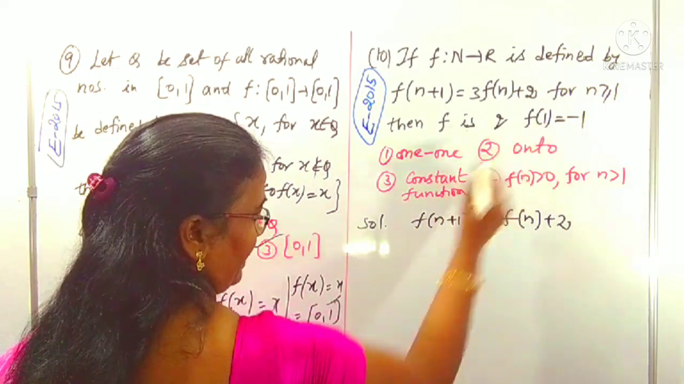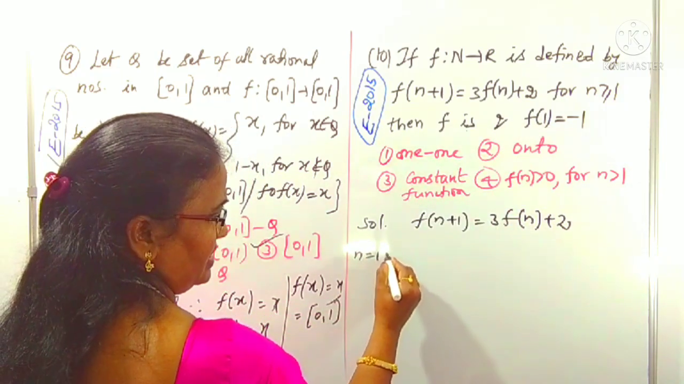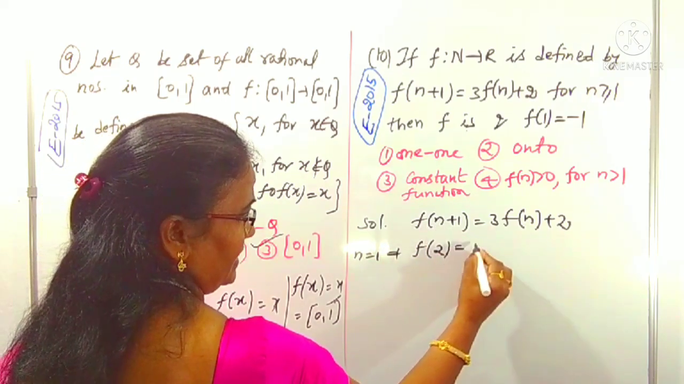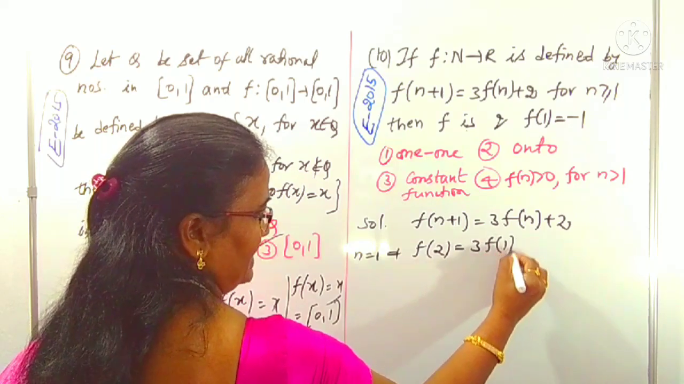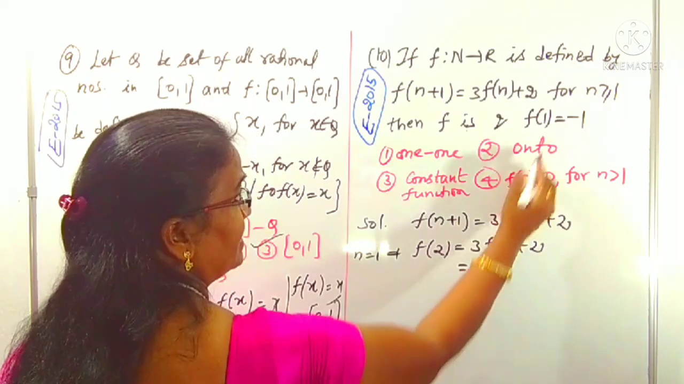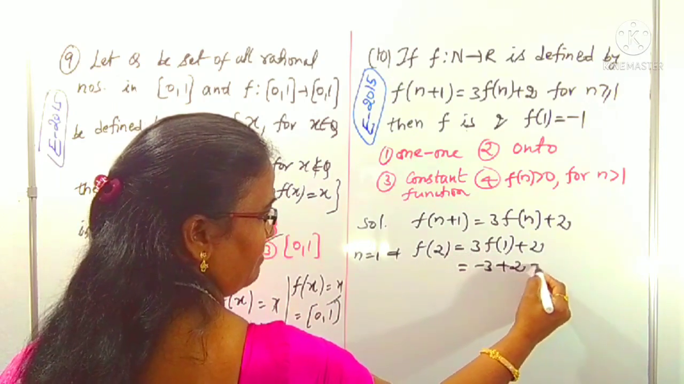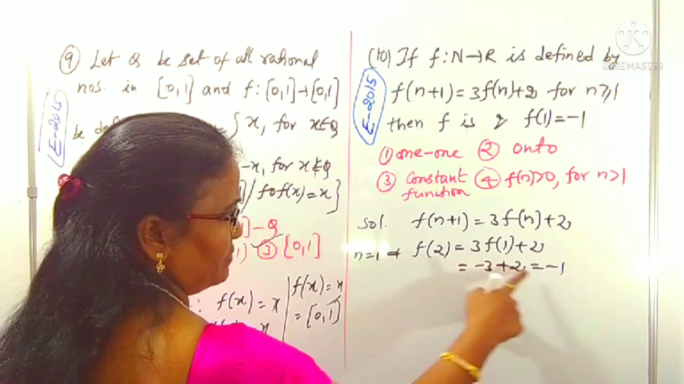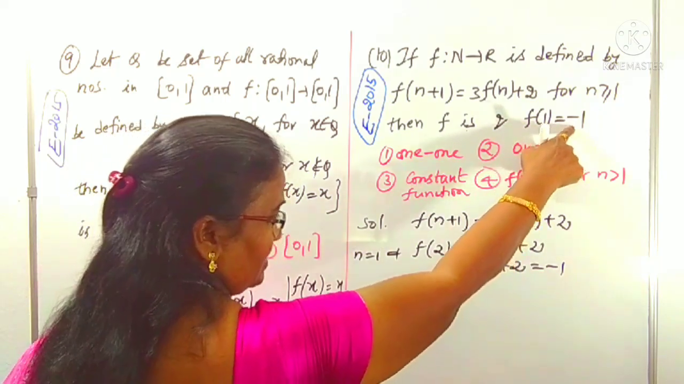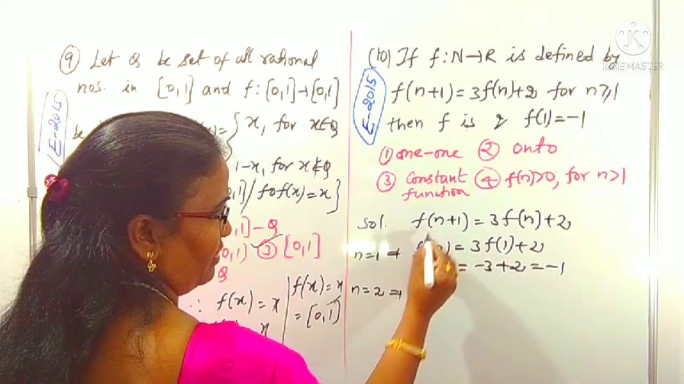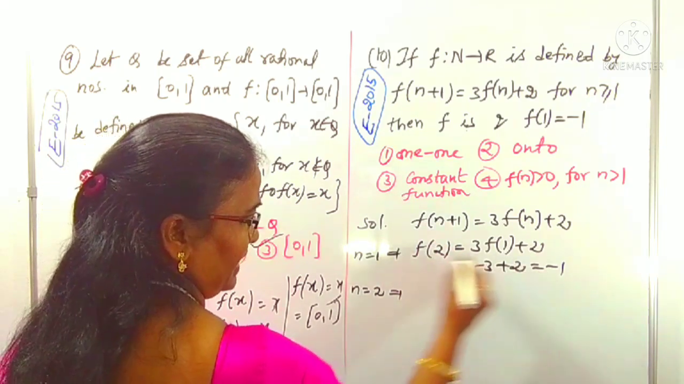To use f of 1 is minus 1, put n equal to 1 on both sides. 1 plus 1, 2, on the left side. Right side is 3 into f of 1 plus 2. f of 1 is minus 1. Minus 1 into 3 is minus 3, plus 2 is minus 1. So the image of 2 is minus 1. The image of 1 is also minus 1, given. Now n equals 2 I am taking.